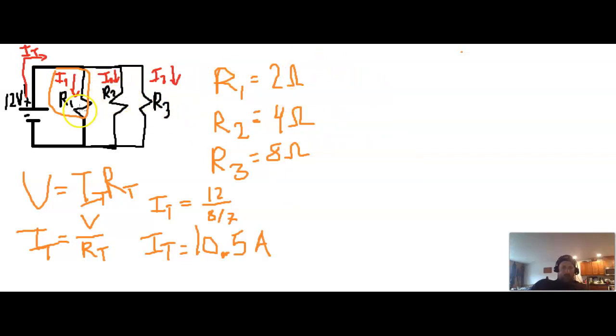If we look at our first branch, it's just going to be the same thing. I equals V divided by R. So this is for our first branch. It's going to be I1, and then our voltage is the same everywhere, and then R1. So this is simply going to be I1 is equal to 12 volts divided by our R value, which is 2 ohms. So our current through the first branch is going to be 6 amps.